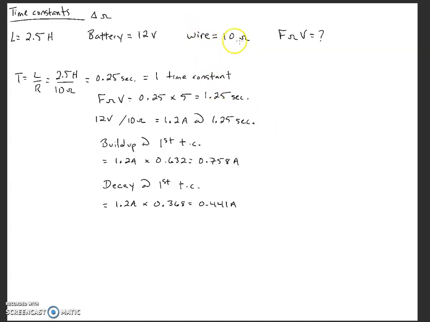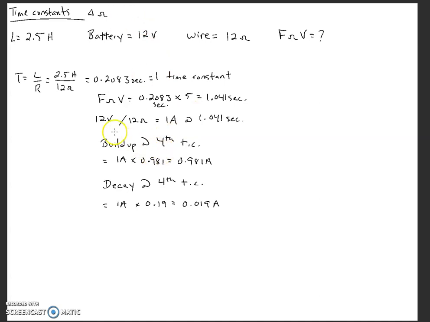Now look what happens as we change the wire resistance here. 2.5 henries, 12 volts, 10 ohms. 2.5 over 10 gives us 0.25 seconds. And then the full Ohm's law value, 0.25 times 5 gives us 1.25 seconds. So we now have 12 volts over 10 ohms, and that gives us 1.2 amps. If we look at the previous one, 12 volts, we had 1 amp.